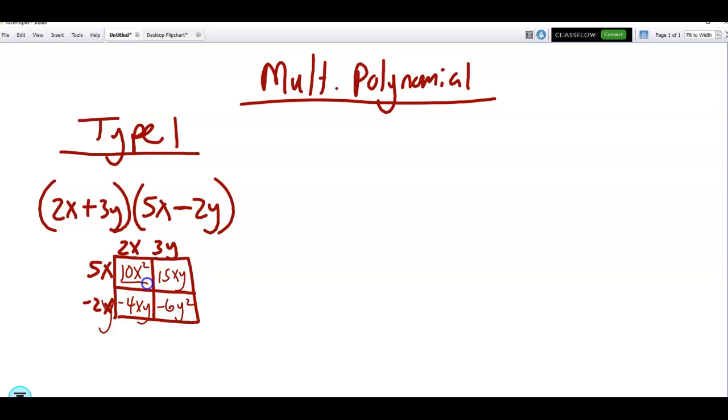And so we have 10x squared as our first answer there. These two terms can combine because they're like terms. 15 take away 4 is 11xy. And then lastly we have this guy. So that's it. Let's go ahead and take a look at type 2.